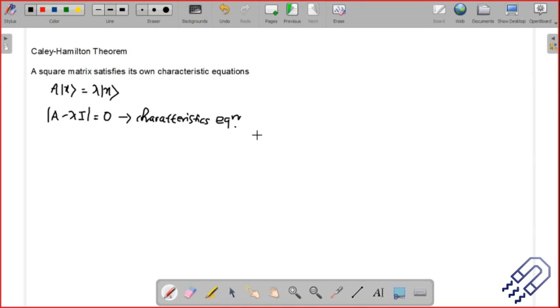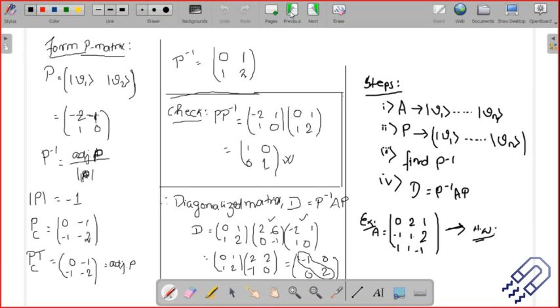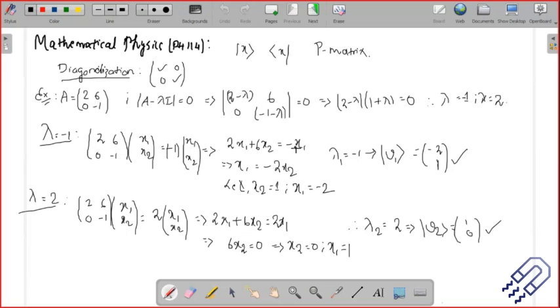Let's take an example. Simple, it's not difficult. I'll take the same example because then I don't have to worry about the eigenvalues. So the matrix is 2, 6, 0, minus 1. I think this was the same thing I've taken before as well. We have the eigenvalues as minus 1 and 2, and we have also got the eigenvectors.